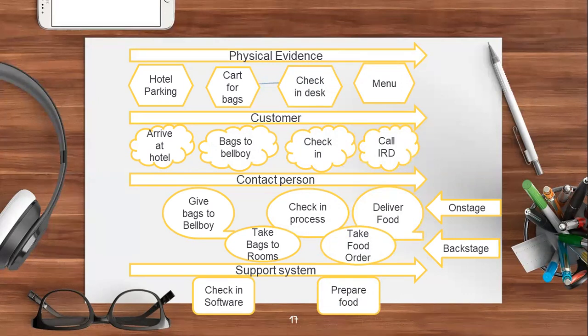So if you look at this, you have physical evidence of service, then you have the customer, and you have a contact person giving service on stage, and there is someone who's also supporting that service backstage. And there's a big support system which is making sure that everything is happening smoothly.